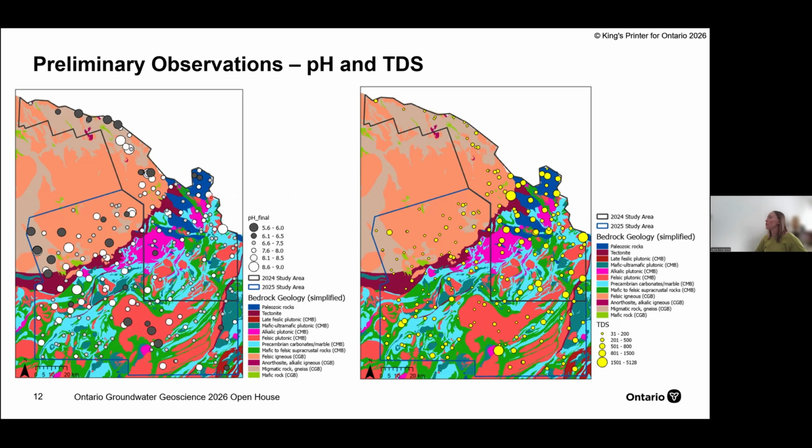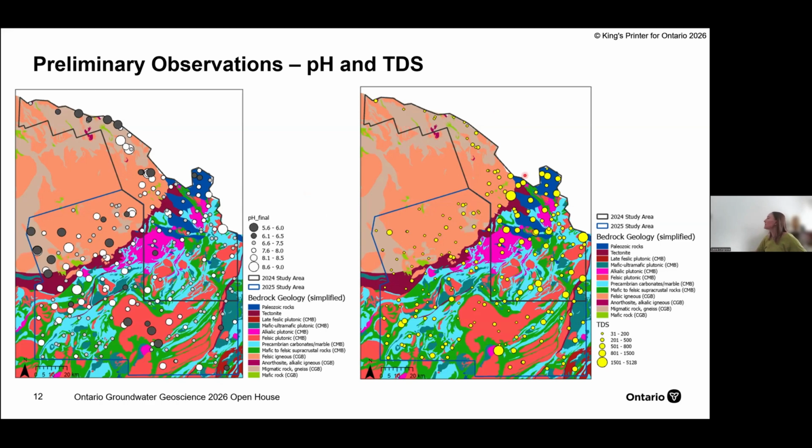Whereas it was a little more circumneutral and more consistent in the metasedimentary belt, but particularly where you have those light blue units, which is the Precambrian marbles, and also the Paleozoic outliers. So there's more likely more carbonate minerals available to buffer pH in those regions, versus in the gneisses and the felsic plutons, there's maybe less buffering capacity, so a bit more of a range.